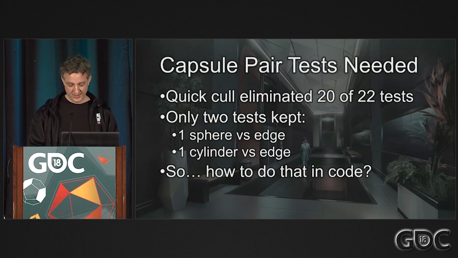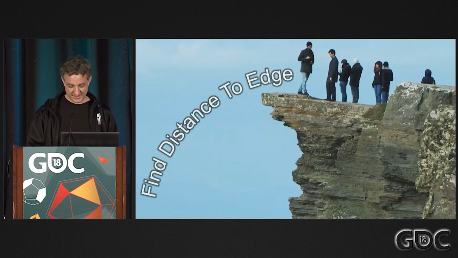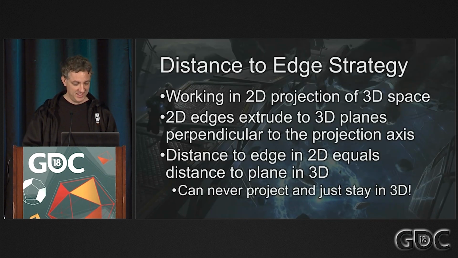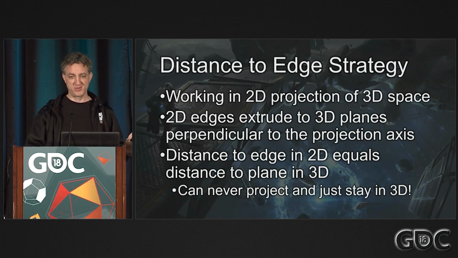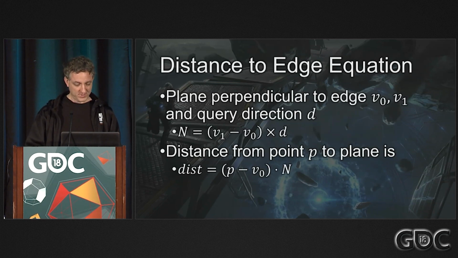So how do we do that in code? Well, first, we need to find the distance to the edge. So we described it working in 2D. They're finding the projection of 3D space. If you extend those 2D edges into 3D planes that go through the view direction, the 2D distance to the edge is the 3D plane distance, so we can skip the projection and just stay in 3D. To get the normal, you just do this cross product. And to find the distance, you just do this dot product. So it's pretty cheap to find how far you are from an edge.